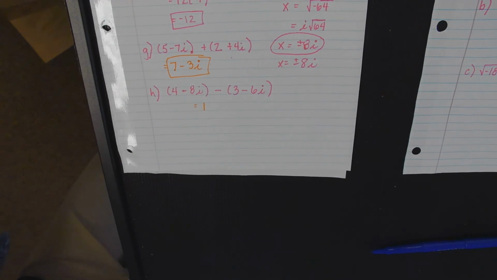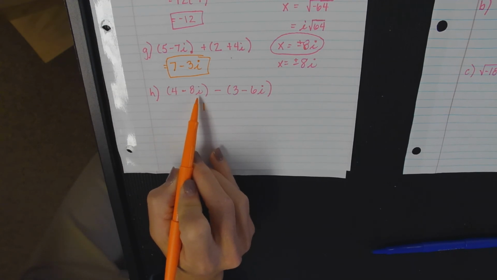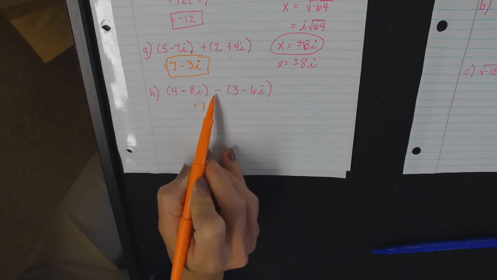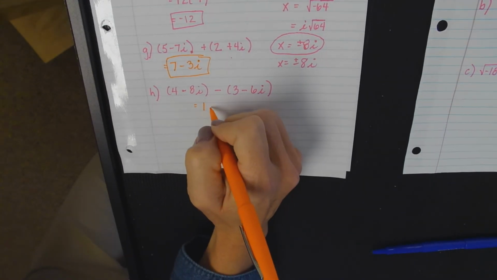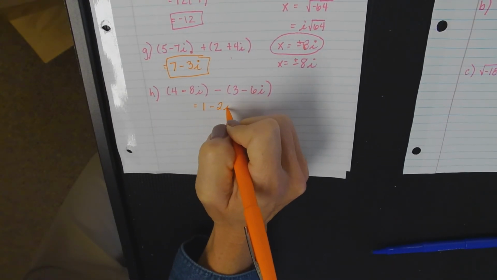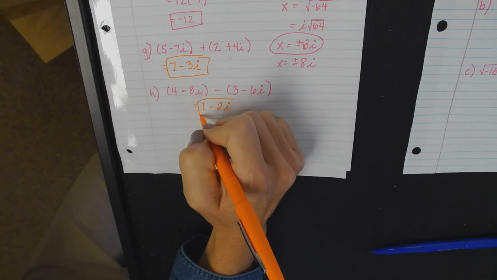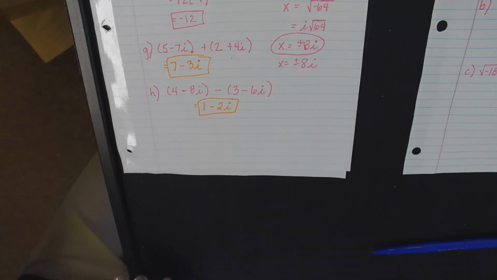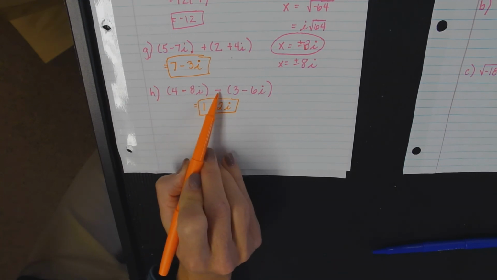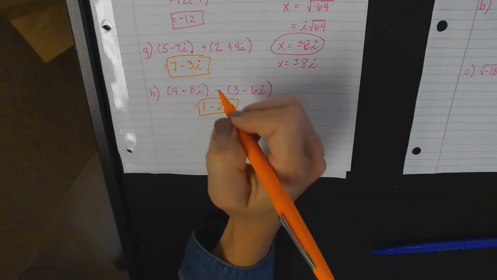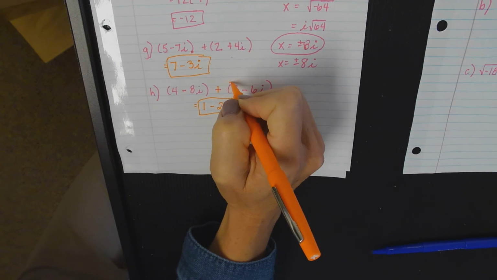All right, let's do our i's. How many i's do we have? Negative 2. Negative 8i minus negative 6i. It's kind of like you add the opposite. Negative 2i. Think again. Look, negative 8i minus negative 6i. If you like adding the opposite, guys, go for it.